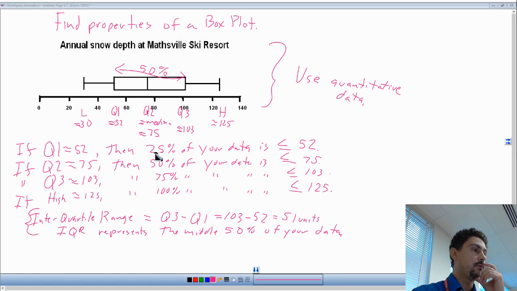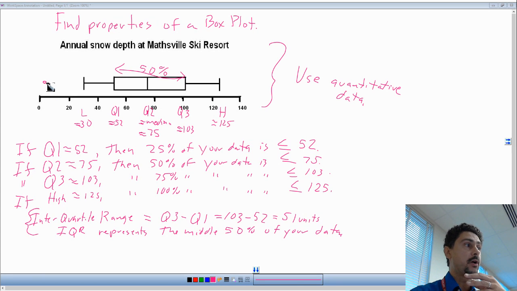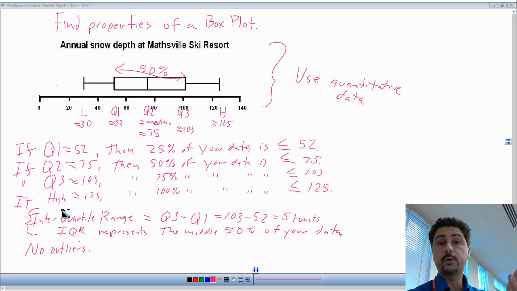I'm just trying to think of one other key thing to notice. There are no individual dots in this box plot, so you're not seeing anything here. If there was a dot out here, then this value would be considered an outlier in your data. But in this particular case, since we don't see a dot, we're going to say there are no outliers.